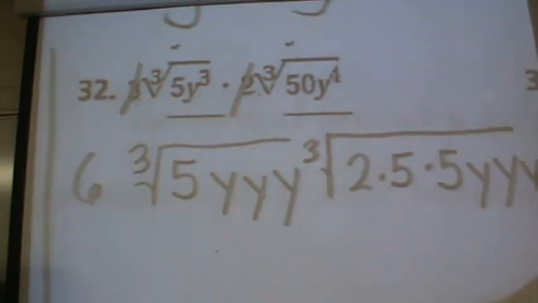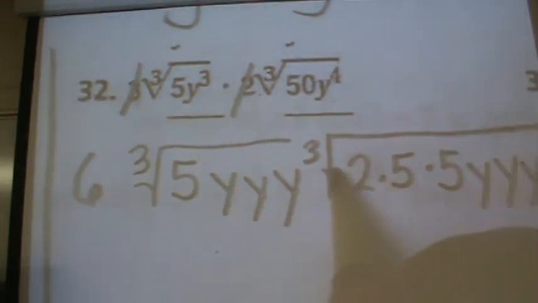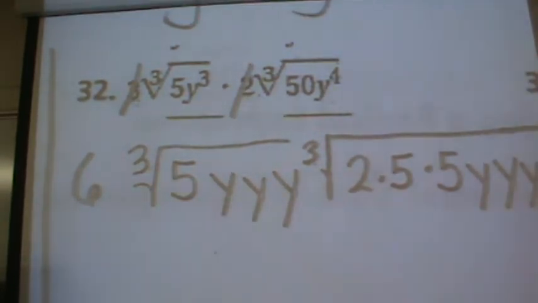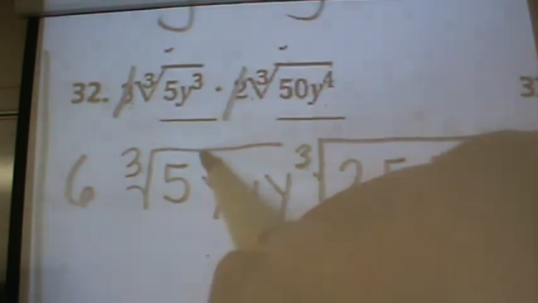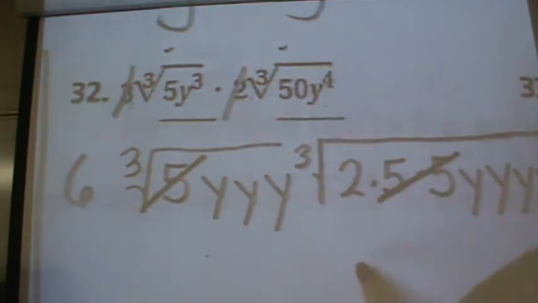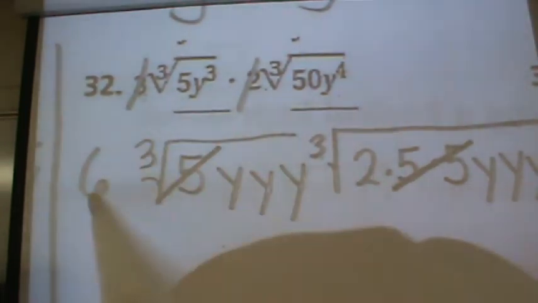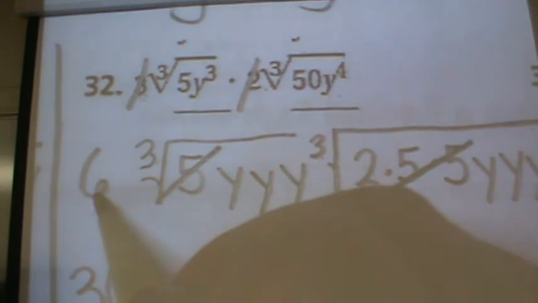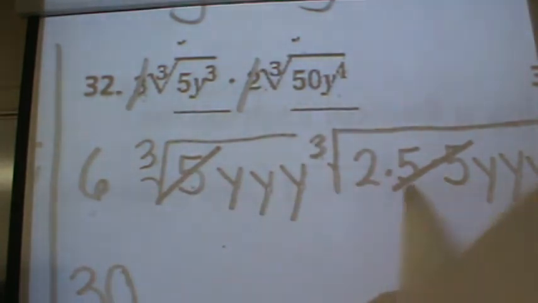4. Okay, so what are we looking for? How many of a kind? 3. Do you see 3 numbers? Yes, 3 5s. So what do I do? I'm going to take these 3 5s out. What do I do with that 5? Bring it out. And what does it become? Multiply it. 5 times 6 is 30.